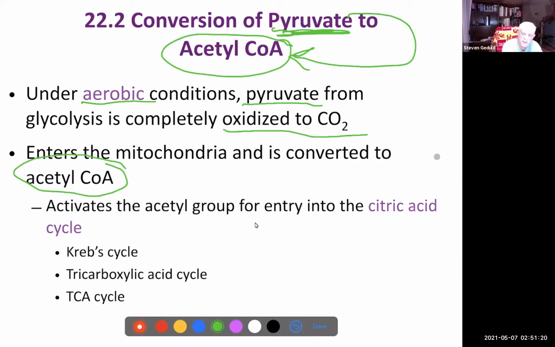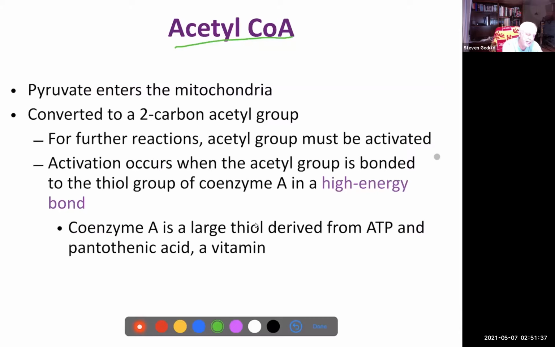This activates the acetyl group for entry into the citric acid cycle. Once it goes to the citric acid cycle, we have the Krebs cycle, the tricarboxylic acid cycle, the TCA cycle. So acetyl coenzyme A is a very important molecule. Pyruvate enters the mitochondria. After glycolysis, we break it down to pyruvate, and that goes into the mitochondria. It's converted to a 2-carbon acetyl group. To undergo more reactions after this, you have to activate it. You've got to be able to do the next activation.